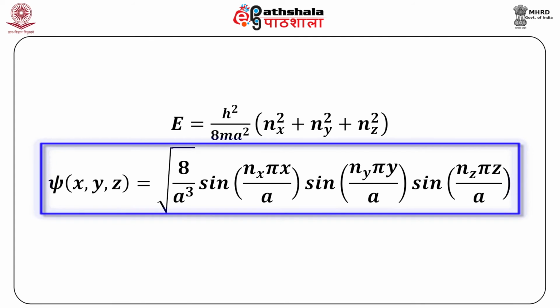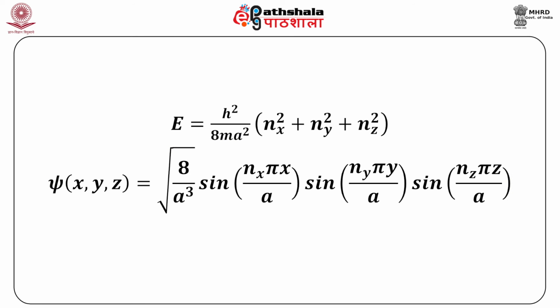And the corresponding wave function, as you can see here, is psi xyz equal to square root of 8 upon a cube, sine nx pi x upon a, sine ny pi y upon a. Again, instead of b, we will have a because all the edges are equal, and then sine nz pi z upon a. So this is the corresponding wave function for a particle in a cube of length a.